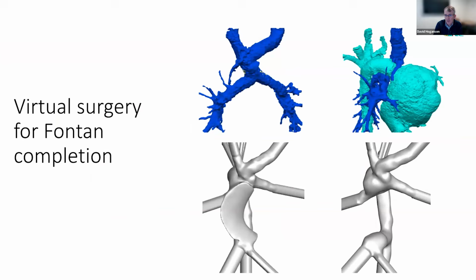And this is an example of virtual surgery. This is a patient who is moving towards a Fontan, and we are able to take the three-dimensional model, and you can see in blue the superior vena cava and the pulmonary arteries, and in teal the atrium. With the 3D modeling and virtual surgery, we're able to plan out different Fontan completion options, and so we can use the 3D models in that way.